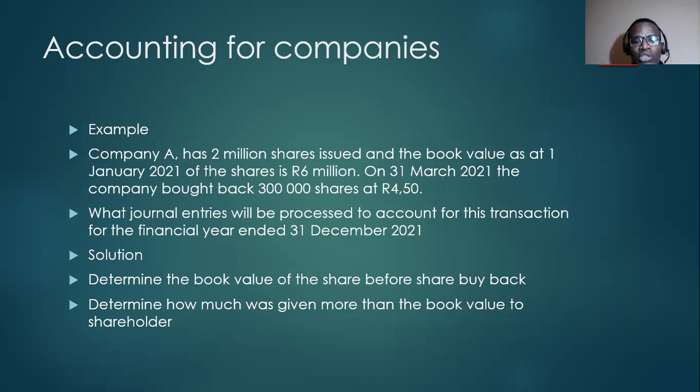The solution: first thing, you need to determine the book value of the share before the share buyback. We are told that by the 1st of January, the book value of the shares that have been issued is 6 million, and there are 2 million shares issued. Then it means the book value per share is 3 rand. We then determine how much was given more than the book value to shareholders. They bought the shares back at 450, whereas as we determined the book value is 300. That means 150 is given more than the book value, but we'll see in the next slide.